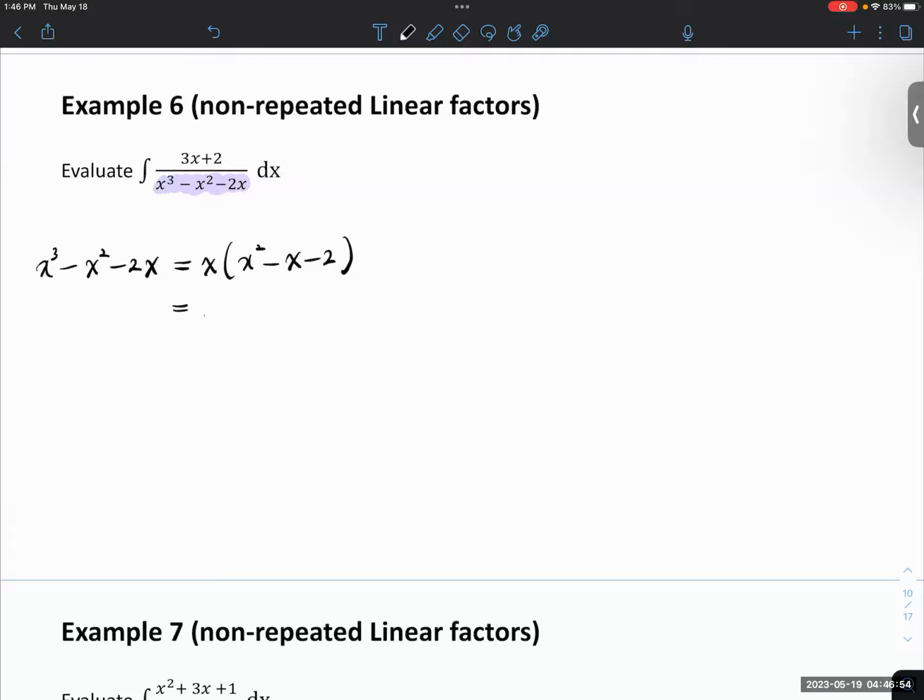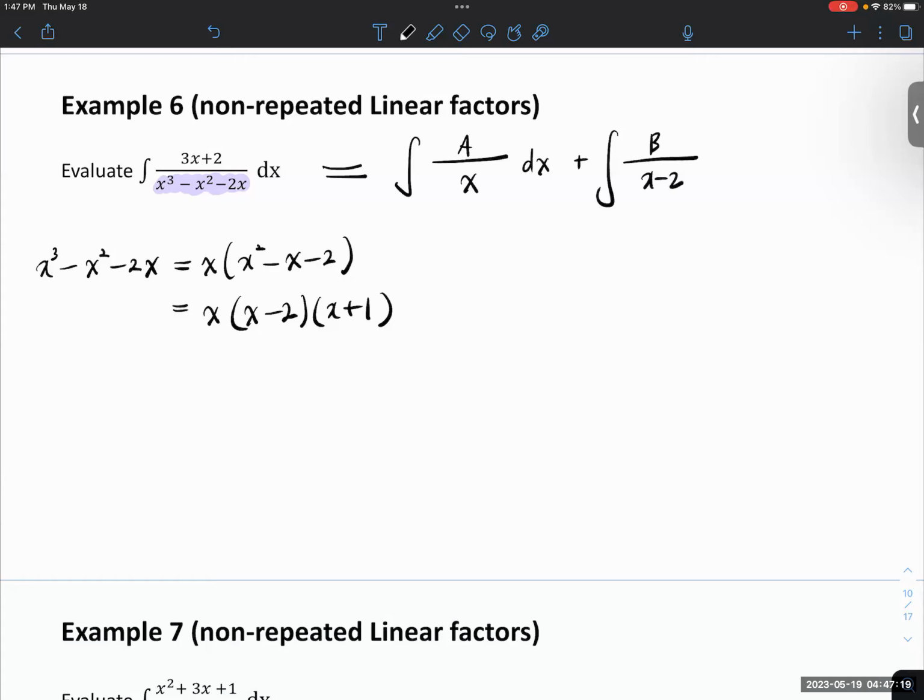Now I can factor x squared minus x minus 2. So there is minus 2 and plus 1. What does it mean? These are your partial fractions. So it means integral a over x plus integral b over x minus 2 plus integral c over x plus 1. So these are your partial fraction denominators.